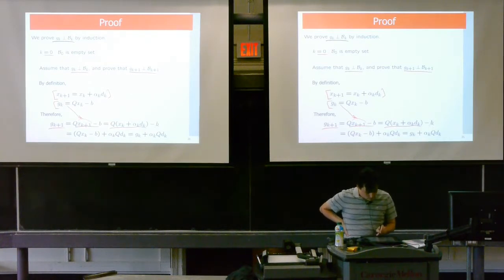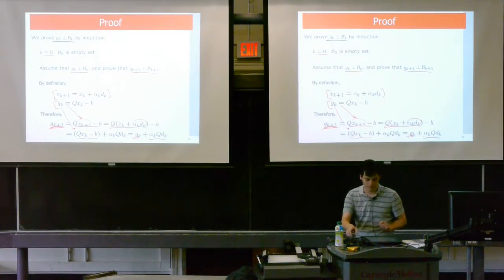Okay, and I can rewrite this as Qxk minus b plus alpha k Q dk. For this, we have that this is just the gradient. So what we have is that gk plus 1 is the previous gradient plus this expression here.